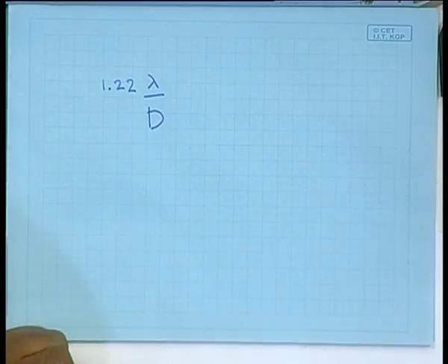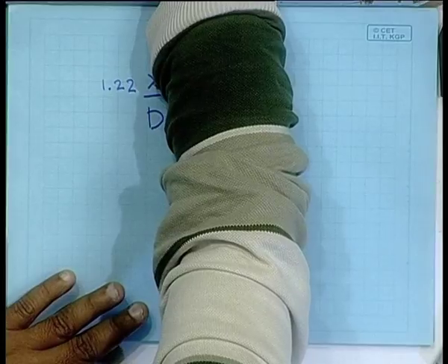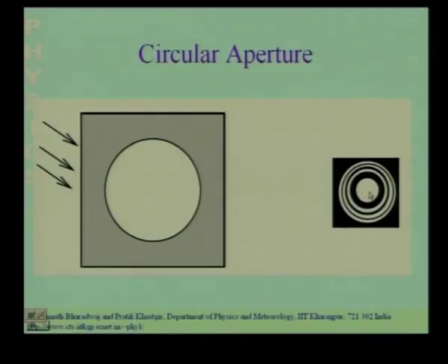So, the central bright spot is now of radius 1.22 lambda by d, or of diameter 2.44 lambda by d, and then you have a dark ring around it, and then you have the second maxima and the third maxima and so forth, and then it gets fainter and fainter and you will not see it beyond a certain level.